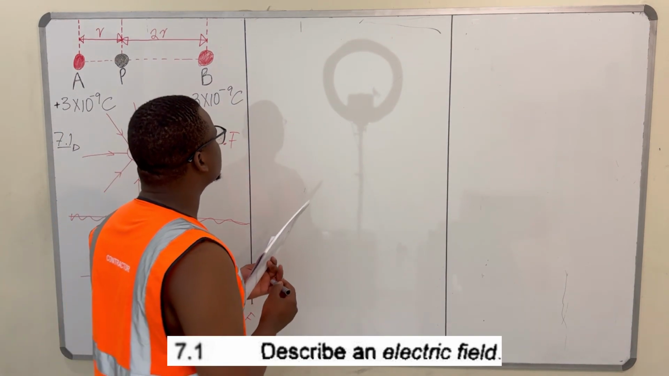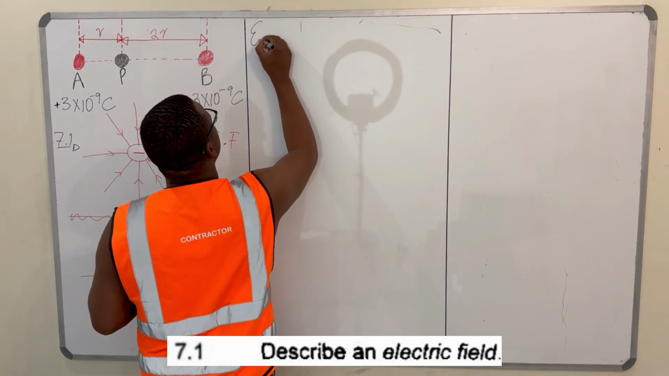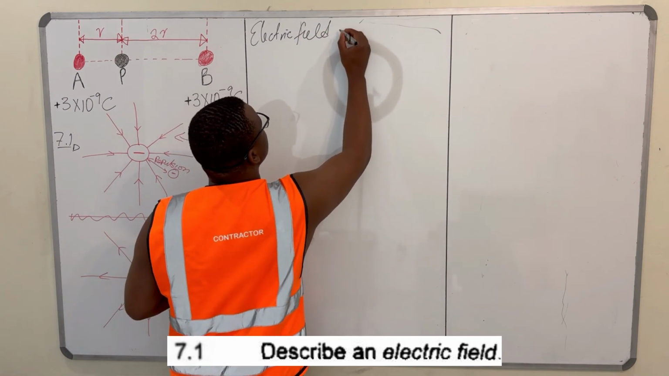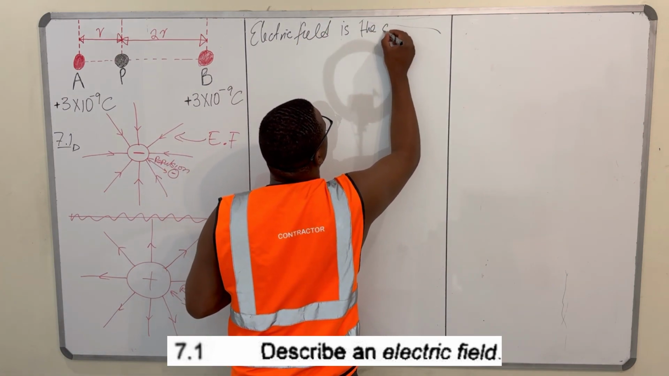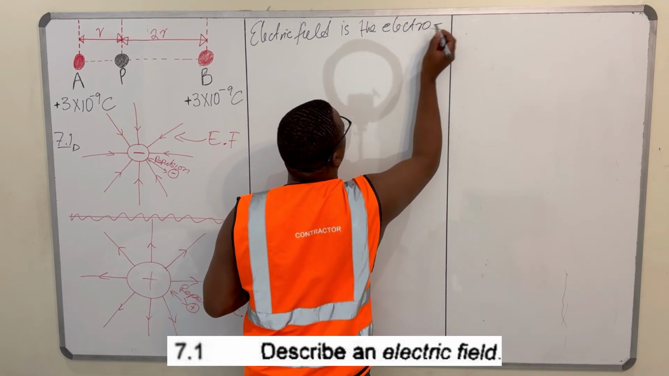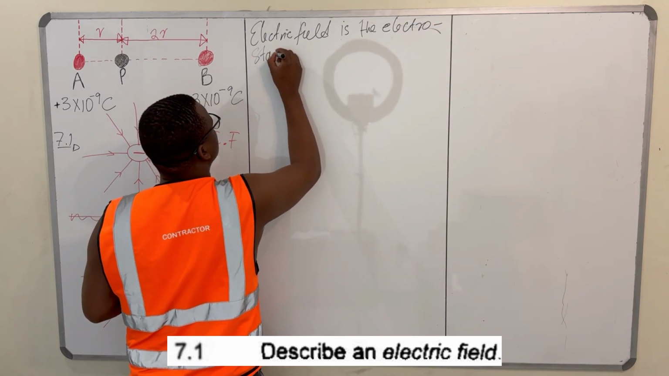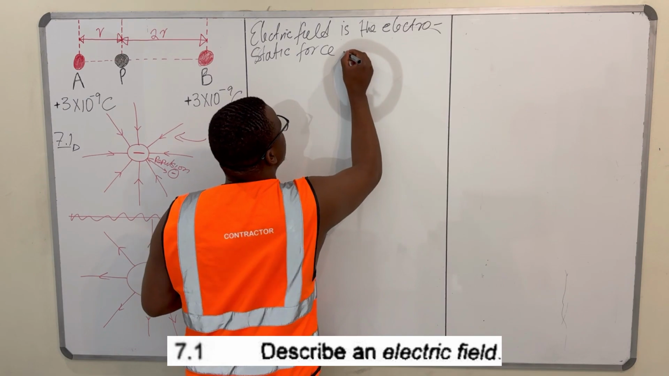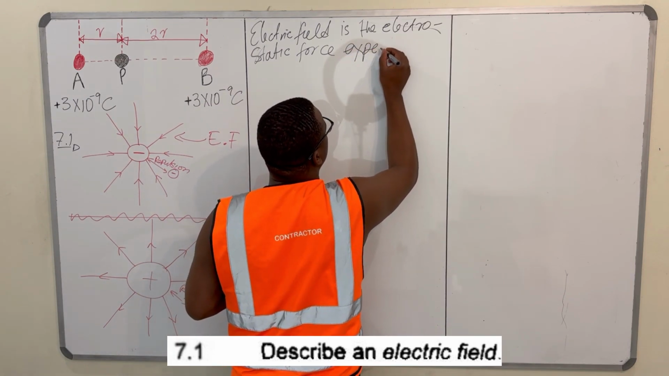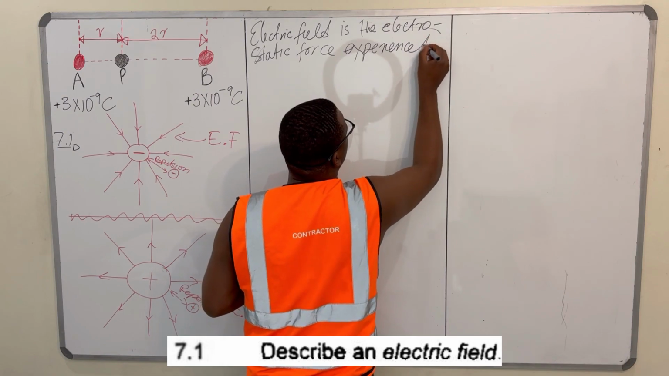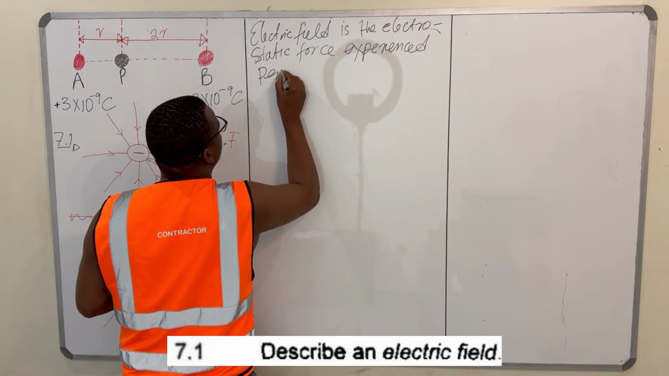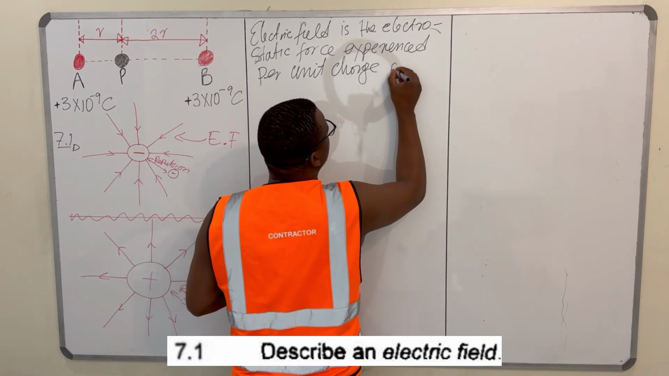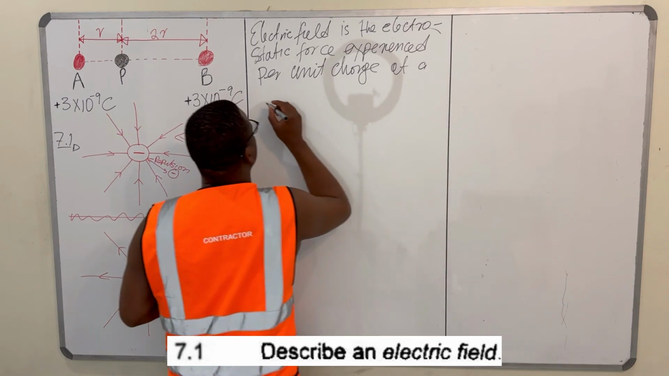So, to describe or define it, I'll say an electric field, right, is the electrostatic force experienced per unit charge at a point.